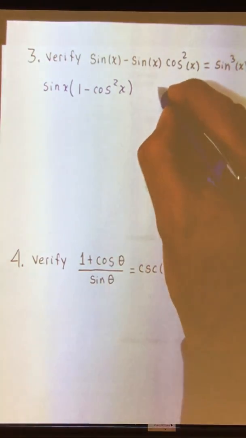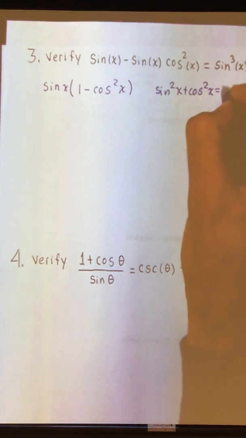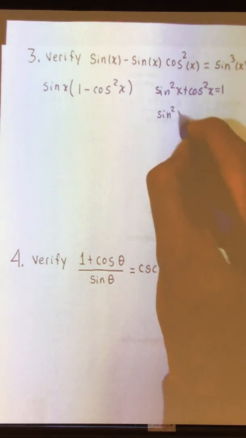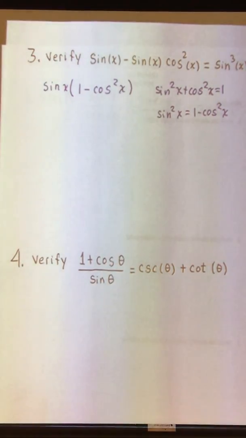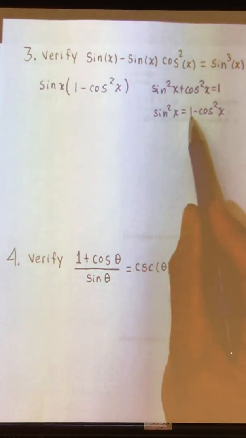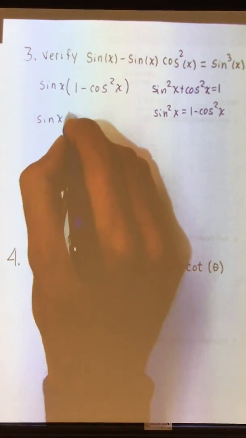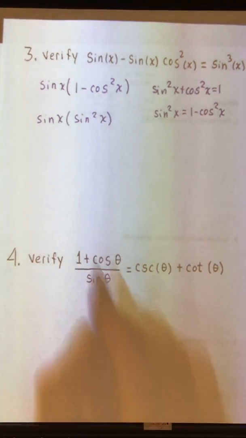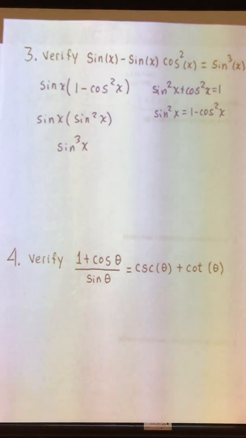Now the Pythagorean identity, sine square x plus cosine square x is 1. But from there, we can also rewrite this in terms of sine square x as 1 minus cosine square x. That's just rearranging the Pythagorean identity. Why did I do that? Because now we can replace 1 minus cosine square with the sine square. So this second line becomes the sine times sine square of x, and by multiplying the two together, we have arrived at sine cubed of x, which is the right-hand side.